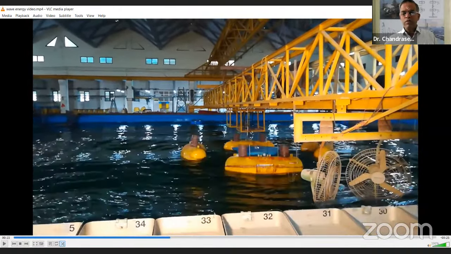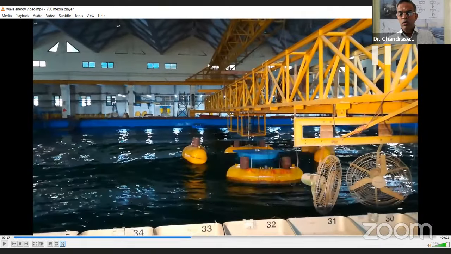You can see the motion of the body at the center, surrounded by four floats, which are yellow in color. The central motion part is a cylindrical body, which is in blue color. These four motion floats around the body keep on oscillating, and that transfers the energy to the central vertical cylinder, and that harnesses heave energy. And that is converted to wave energy.